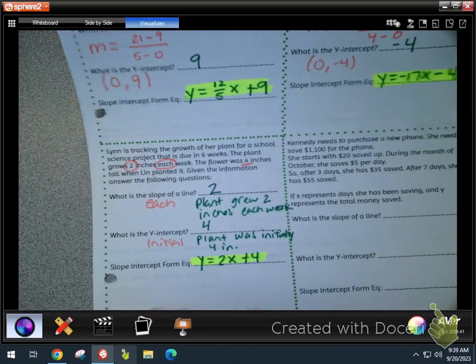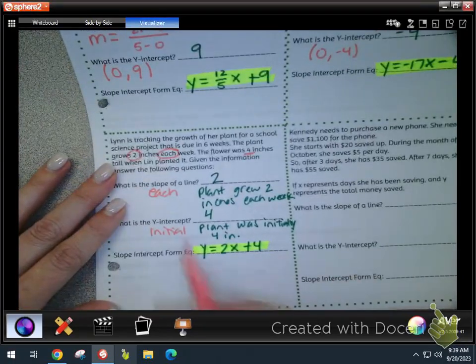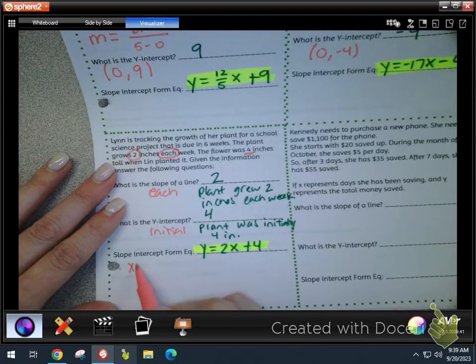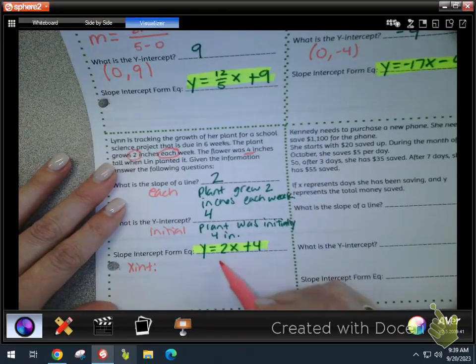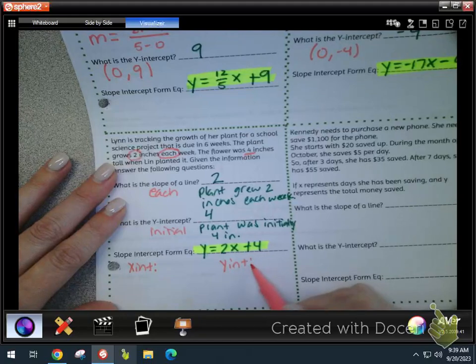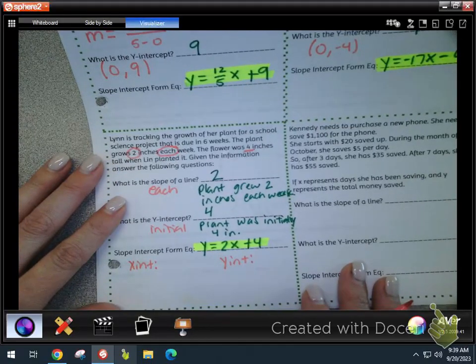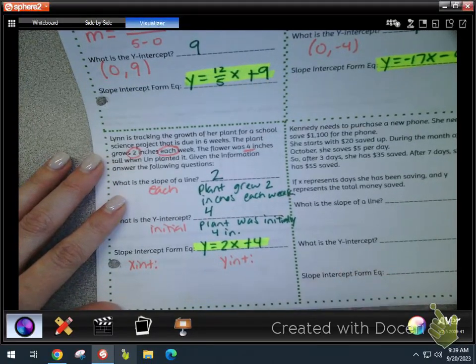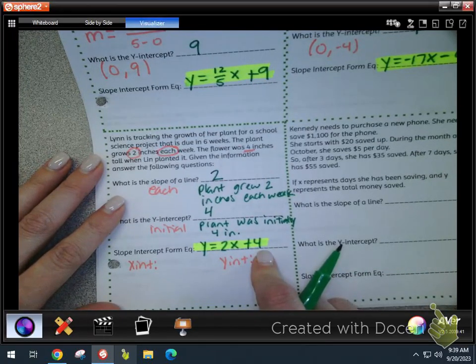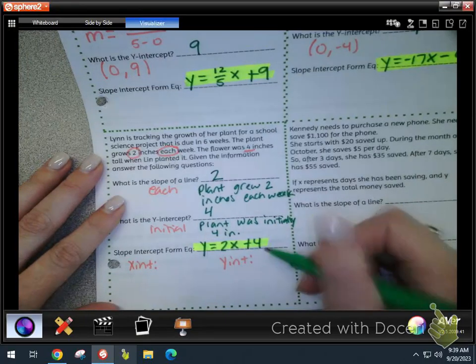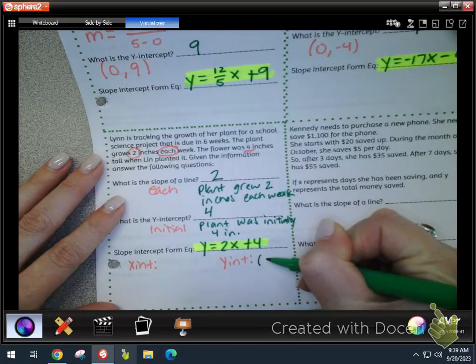Here's what I'm also going to ask you to do on the test. I'm going to ask you to find the x-intercept and the y-intercept. Now guess what? One of these is very easy because which one do we already know? We already know the y-intercept. We wrote it down. So what is our y-intercept as an ordered pair?